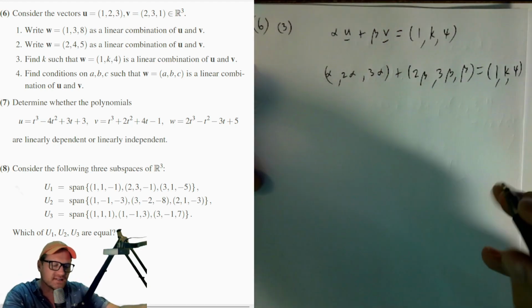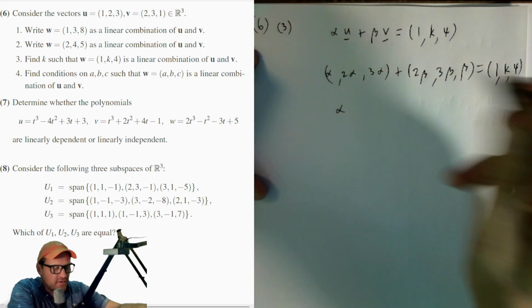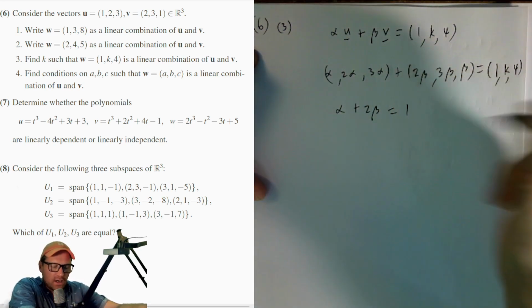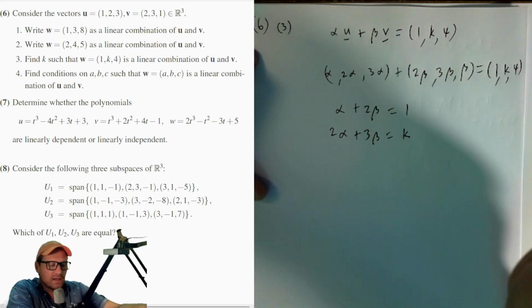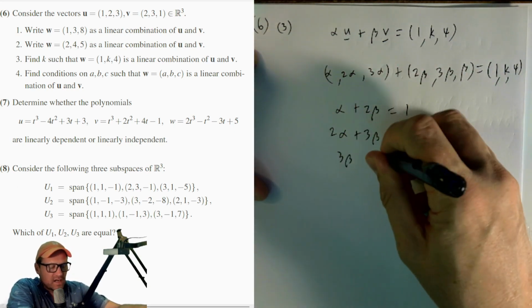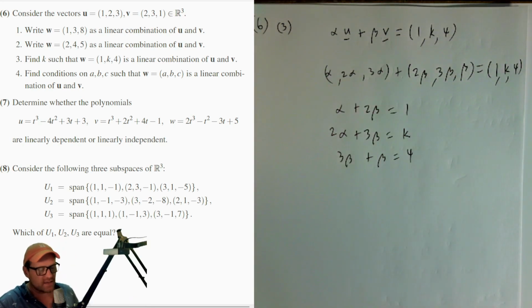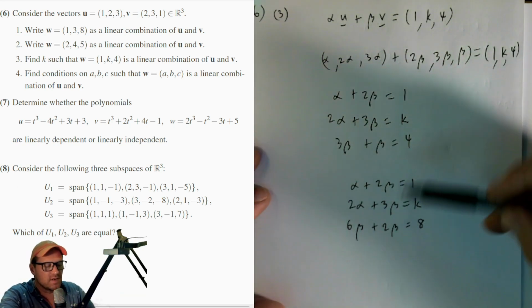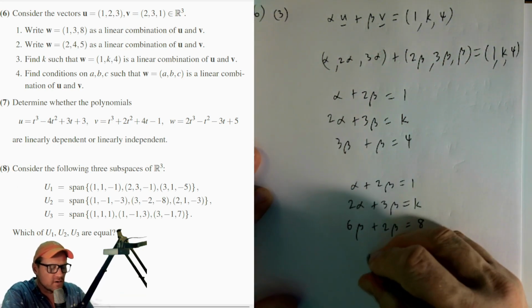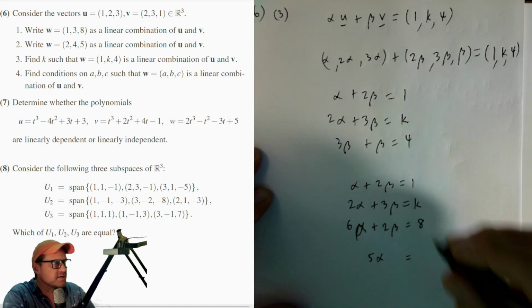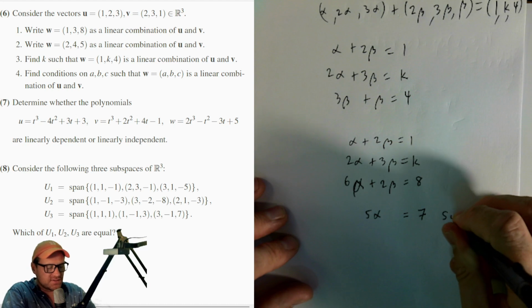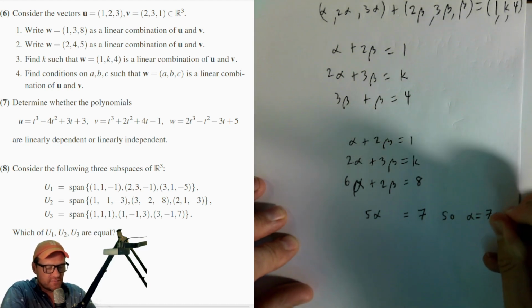Okay, again, this gives rise to 3 scalar equations. Alpha plus 2 beta equal to 1. 2 alpha plus 3 beta equal to K. 3 alpha plus beta is equal to 4. So let's try the same thing that we did before. Let's multiply the third equation by 2. Okay, subtracting equation 3 minus equation 1, we've got 5 alpha is equal to 8 minus 1, 7. And so alpha is 7 over 5.